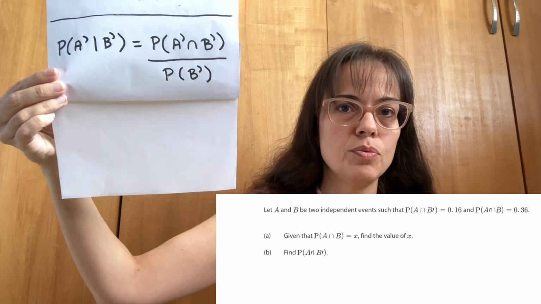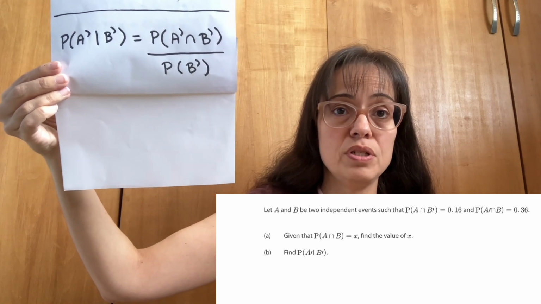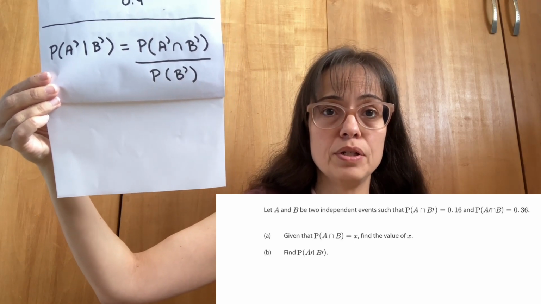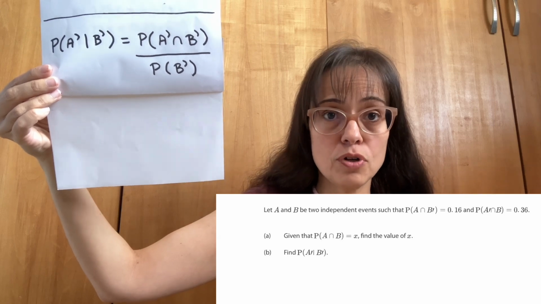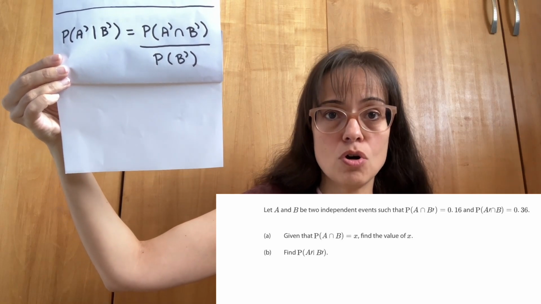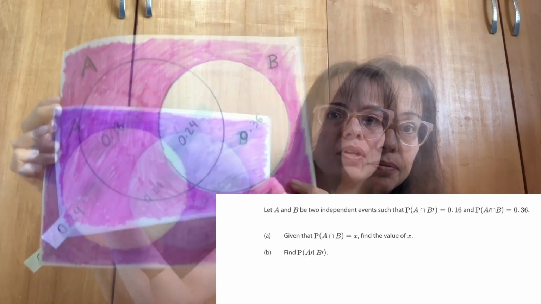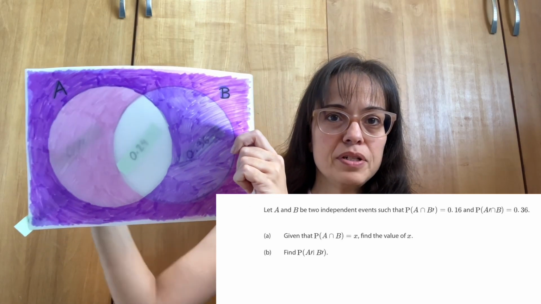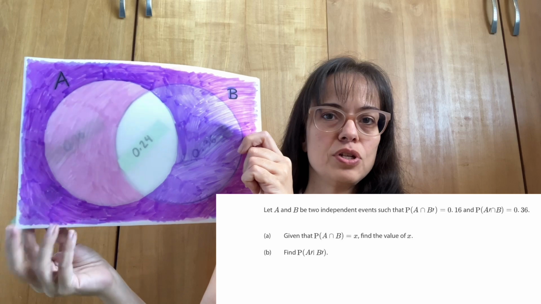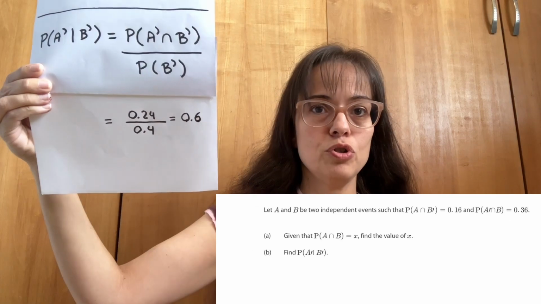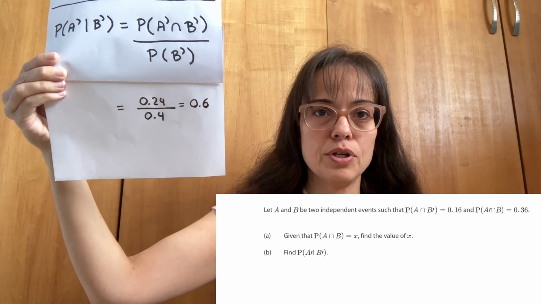It's the same as the one that was in the previous question, but now it's going to be different numbers. So we need the probability of the intersection of the complements and just the complement of B. The complement of B is 0.4. And the intersection of the complements is the outside part, which is 0.24. So you just plug those in there and finish the calculation.